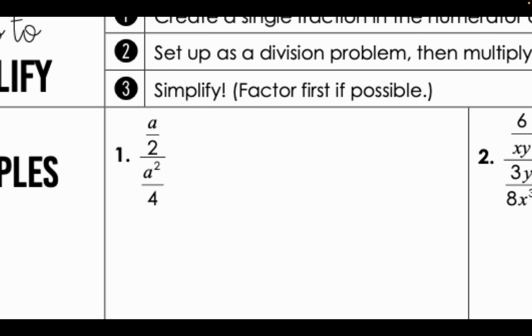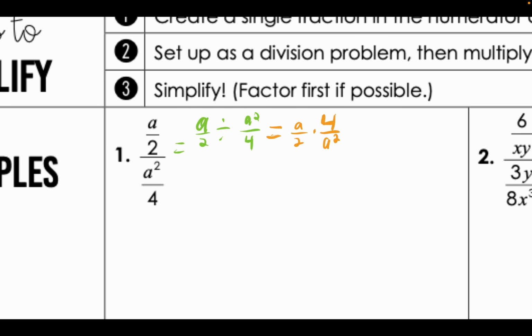This is a division problem, so we're going to rewrite it as a over 2 divided by a squared over 4. That's what this fraction is saying, is just division. So we're just going to split right there between the two. And then now we learned that when we have a division problem between two fractions, what we really do is multiply by the reciprocal. So we'll have a over 2 times 4 over a squared. And so this really becomes multiplication and division problems that just look a little different to start.